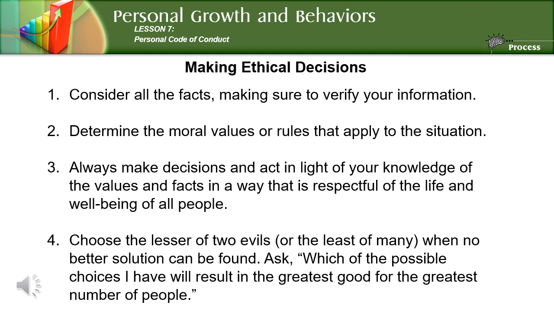If you go through these 4 steps in a systematic process, it will help you make the right ethical and moral decisions. 1. Consider all the facts, making sure to verify your information. 2. Determine the moral value or rules that apply to the situation. 3. Always make decisions and act in light of your knowledge of the values and the facts in a way that respects the life and well-being of all people. 4. Choose the lesser of 2 evils, or at least the least of many. When no better solution can be found, ask, which of the possible choices I have will result in the greatest good for the greatest number of people?